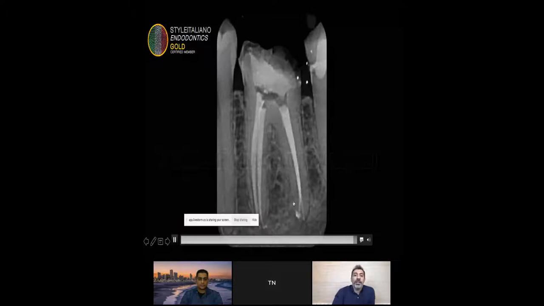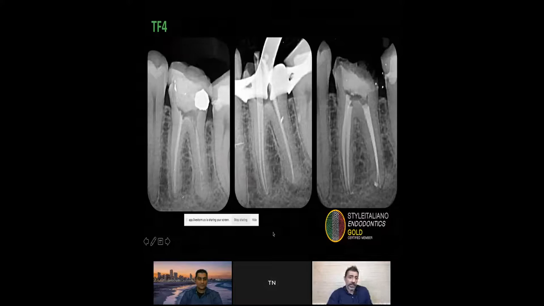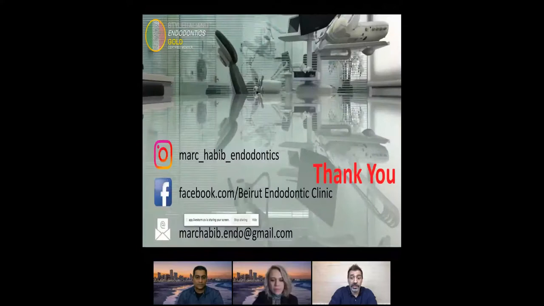And the tricky part in doing these cases is to be able to manage the obturation of two canals in one root with a deep split. And this is the final result, a very decent case before, during, and post-op using the TF4 system. Perfect. I think that's all the cases I had for tonight. I hope you like them, and it would be great to have questions from the audience.